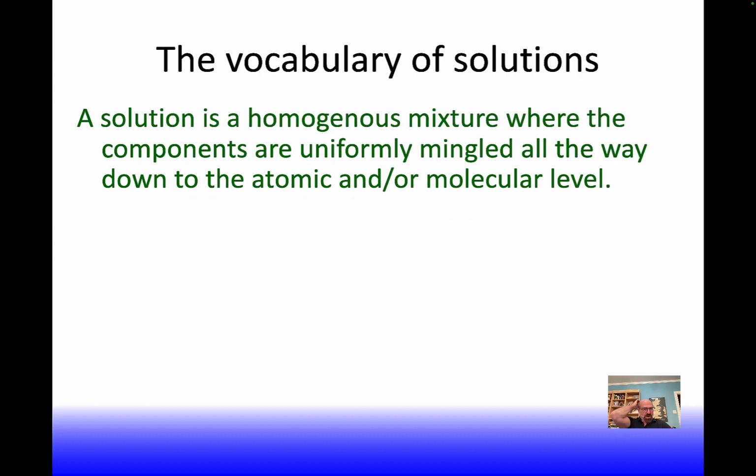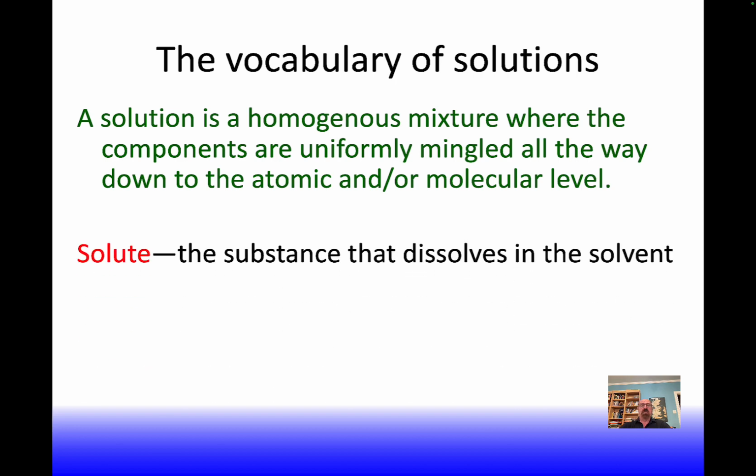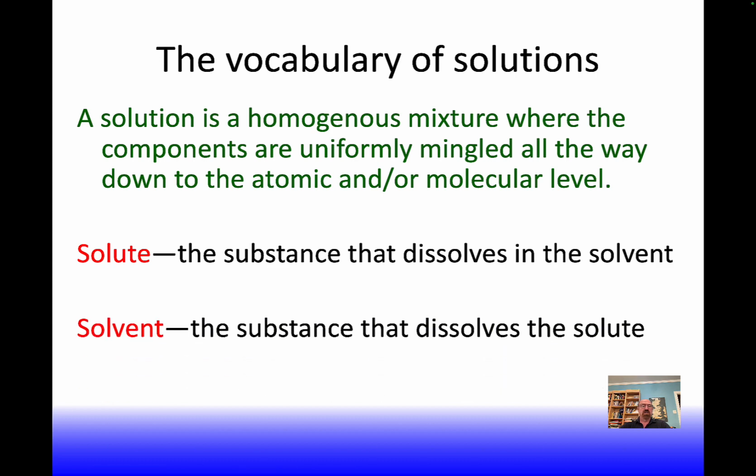Now, you've already had some of the vocabulary because we did this earlier. A solution is a homogeneous mixture where the components are uniformly mingled all the way down to the atomic or molecular level. All right. The solute is the substance that dissolves in the solvent. The solvent is the substance that dissolves the solute.